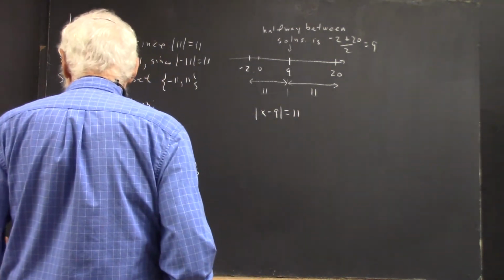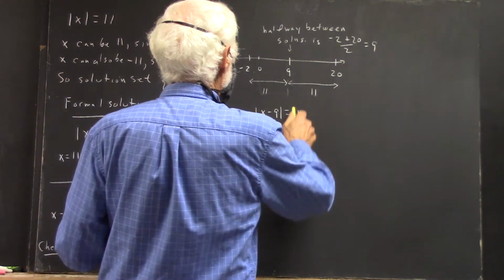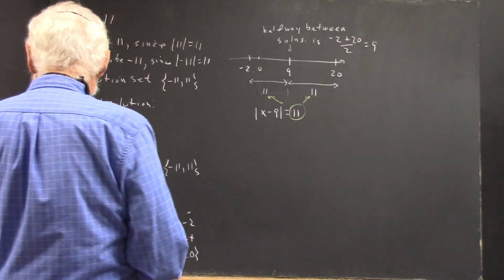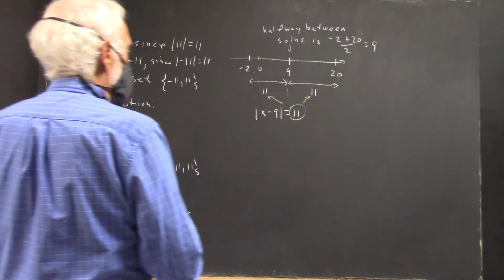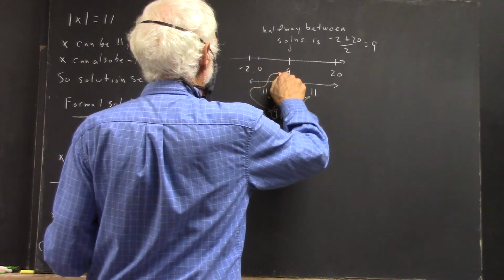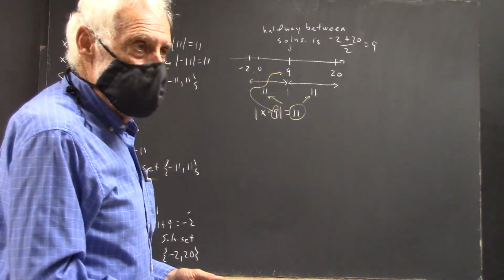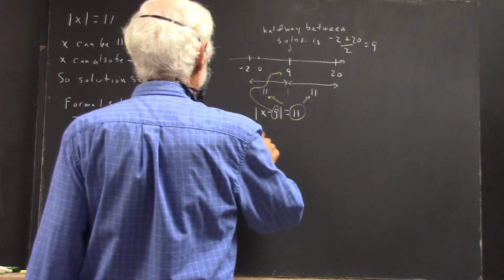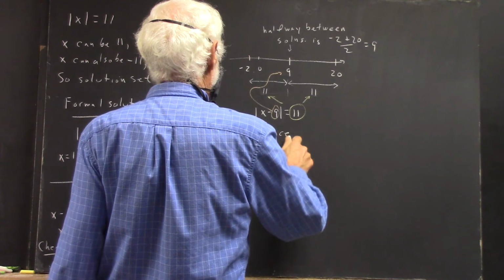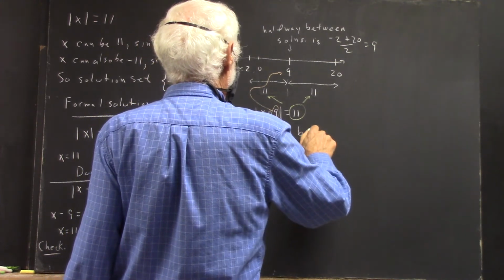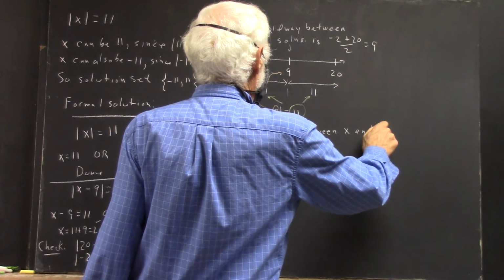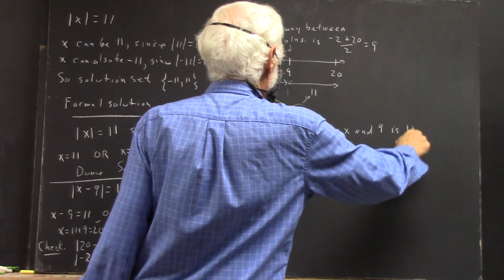So your 11 is this, and your 9 is right here. This is saying the distance between x and 9 is 11.